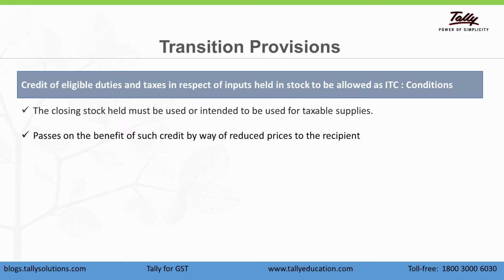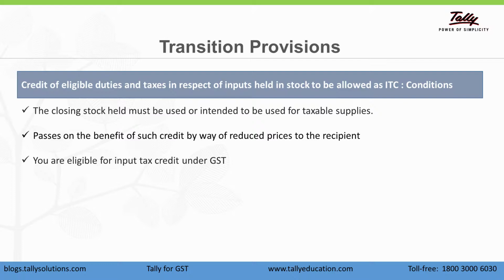For this, there is an anti-profiteering clause in the GST law which states that any reduction in cost by way of availability of input credit on transition to GST must be passed on to the end consumer in the form of reduced prices.